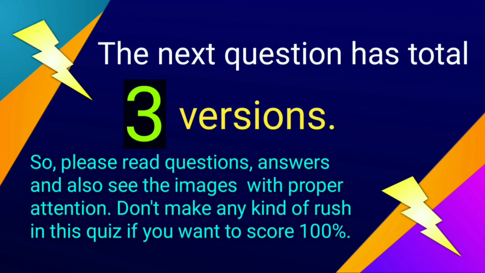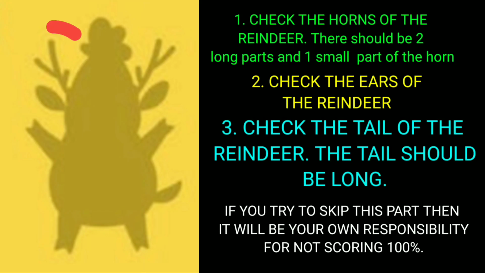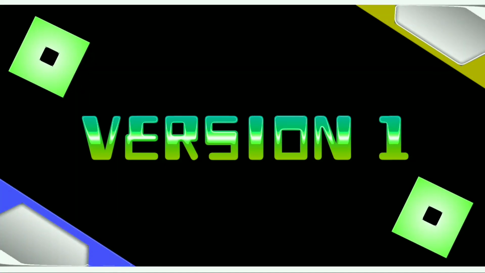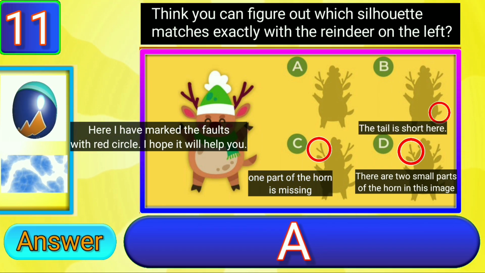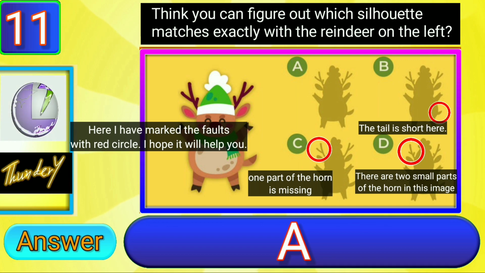The next question has total 3 versions. First, you need to see the horns of the reindeer. Then you need to see the ears of the reindeer. And at last you need to check the tail of the reindeer. Version 1. Question. Think you can figure out which silhouette matches exactly with the reindeer on the left? Answer A.